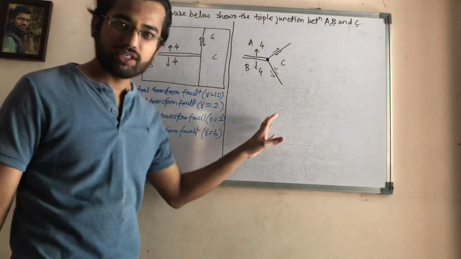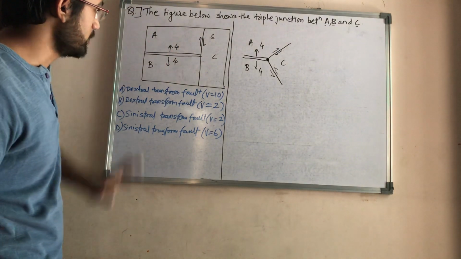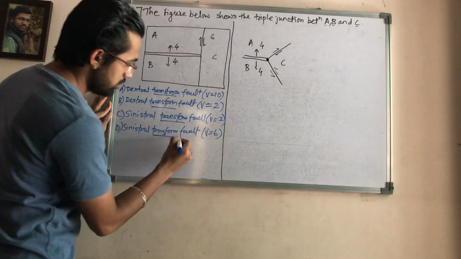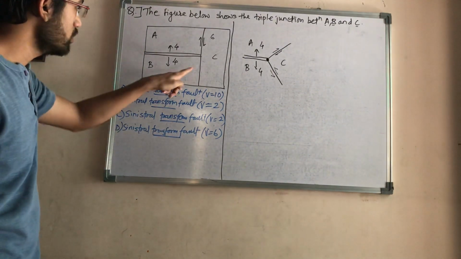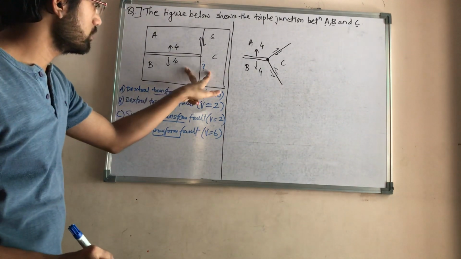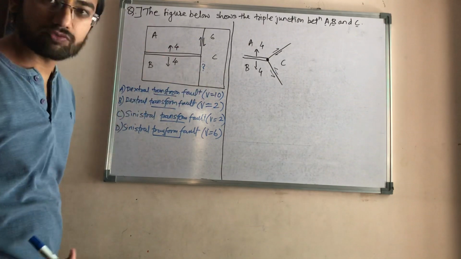See this question once again, dear student. So this is our question: plate A, plate B, plate C. Now in the option we have all transform fault. So the fault between B and C is your transform fault.